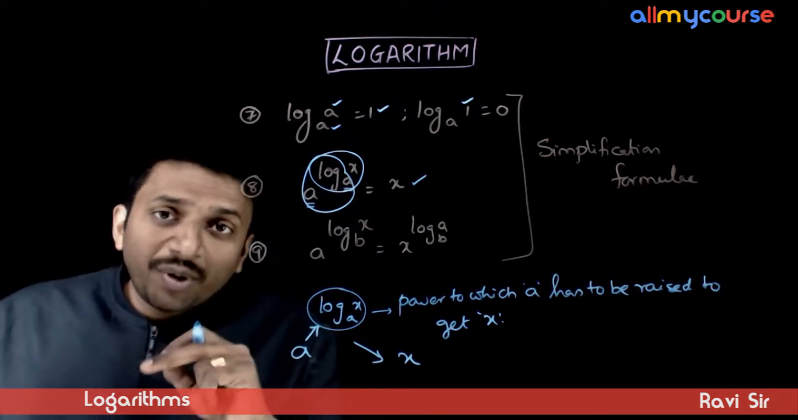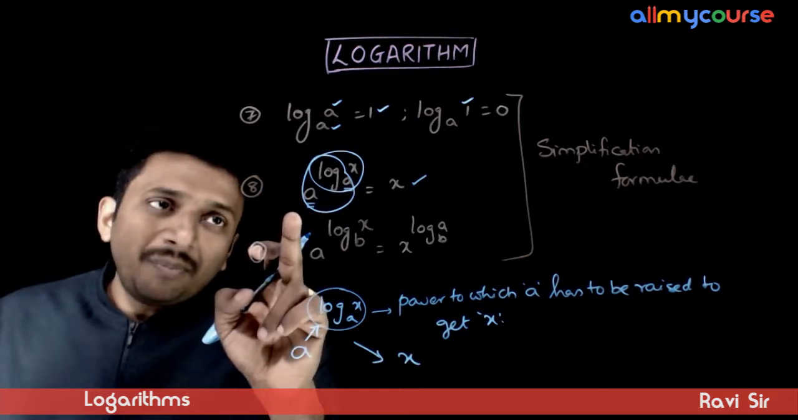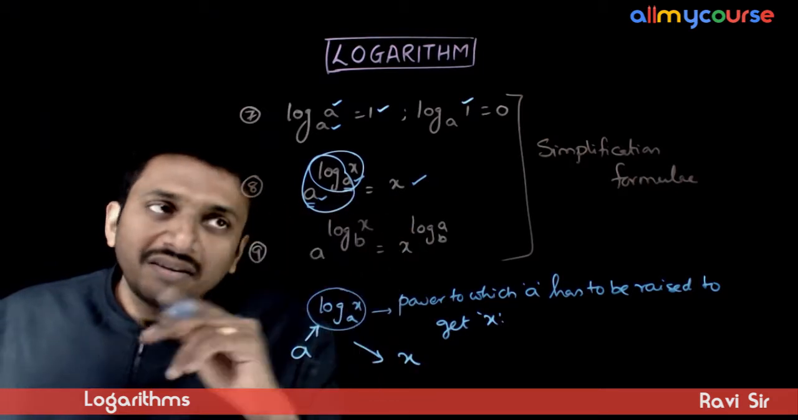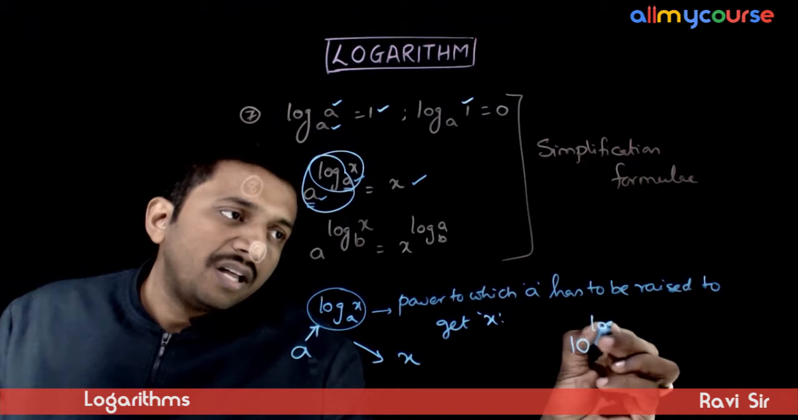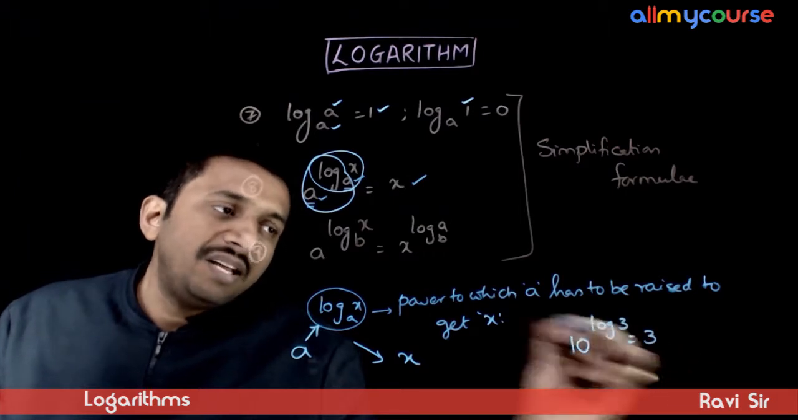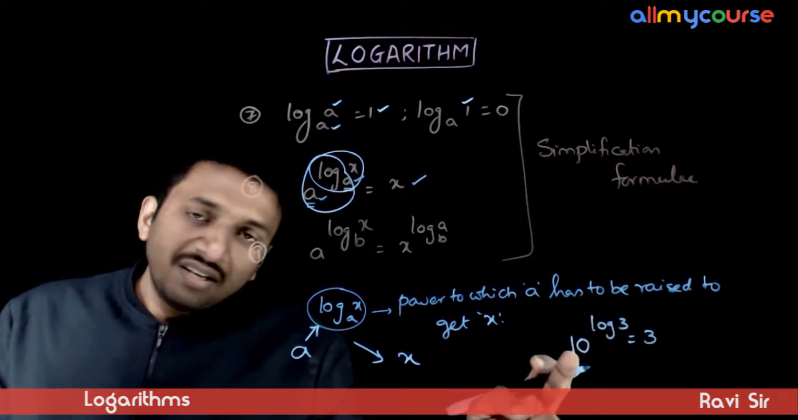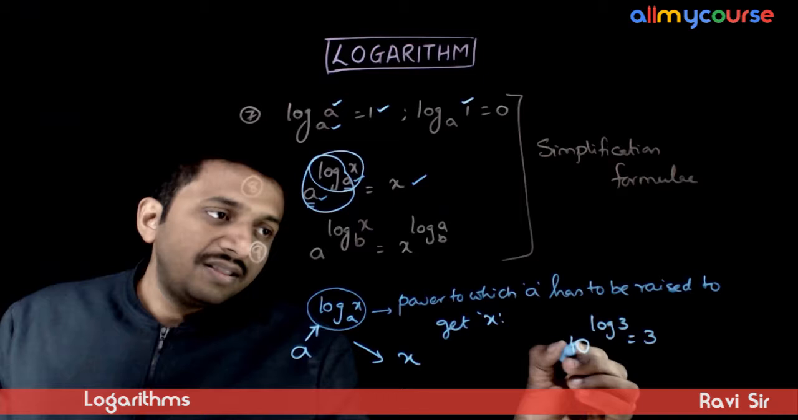And this is a very important property and will be useful in drastic simplification. So a power log x to the same base a, if you have the same base here and here, you get x as the answer. That is, if you have 10 power log 3, this is nothing but 3 because this is a common logarithm. The default base is 10, so everything will get cancelled out. You get 3 as the answer.